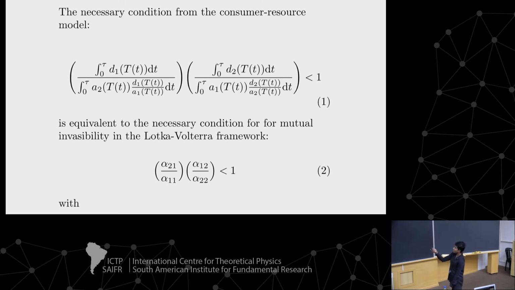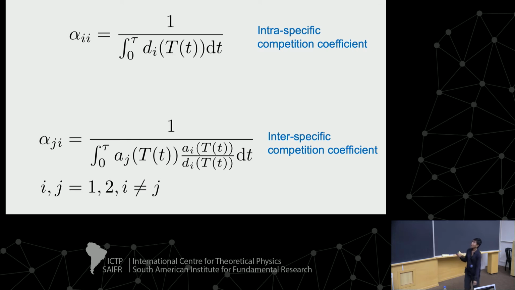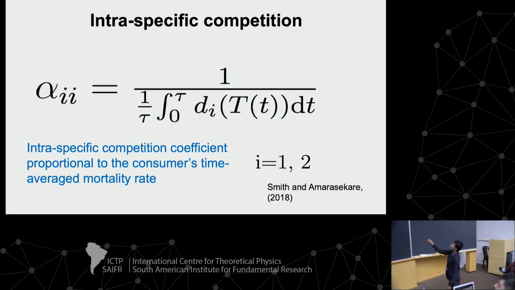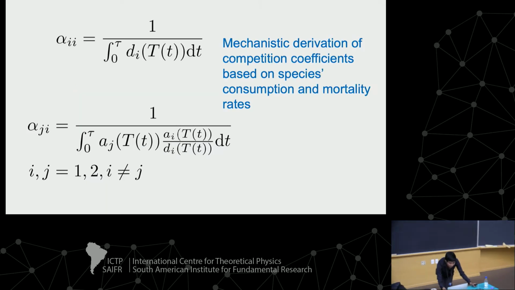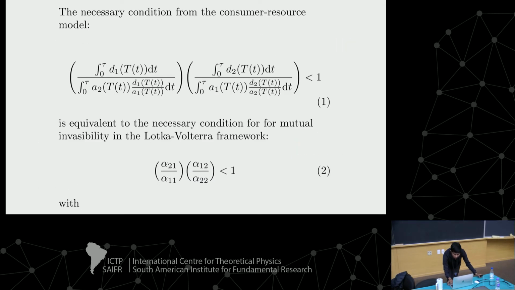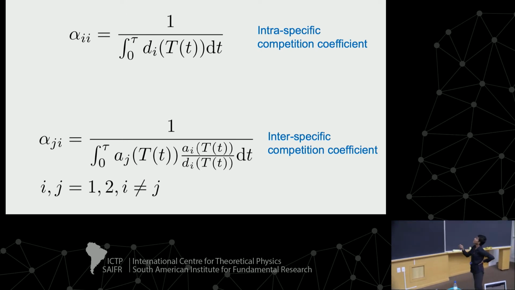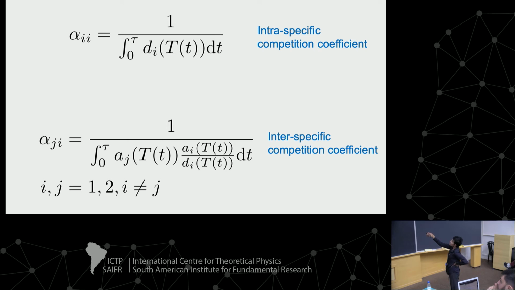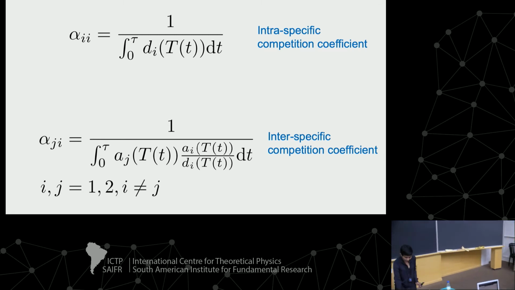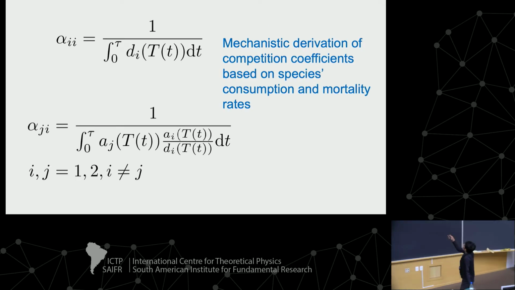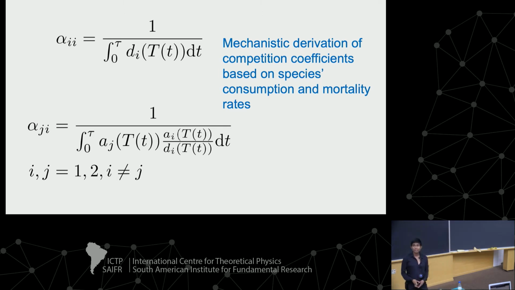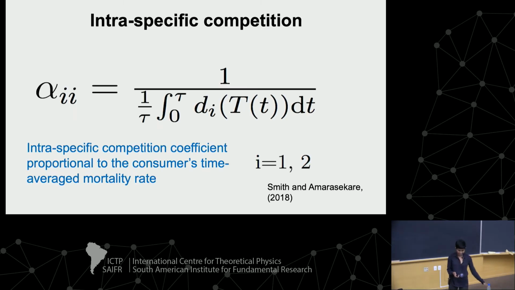So I claim that alpha ii, the intraspecific competition coefficient, is given by this quantity. The alpha ij, the interspecific competition coefficient, is given by this quantity. Now let me explain these things. What's great is that we now have a mechanistic derivation of the competition coefficients alpha, based on the species' consumption and mortality rates. So let's go through them and try to understand them.